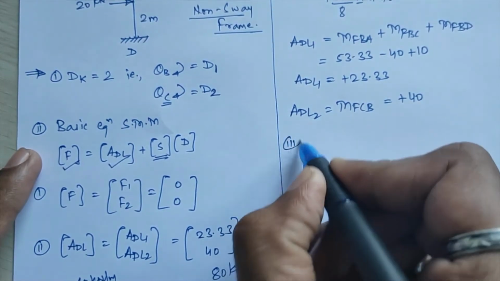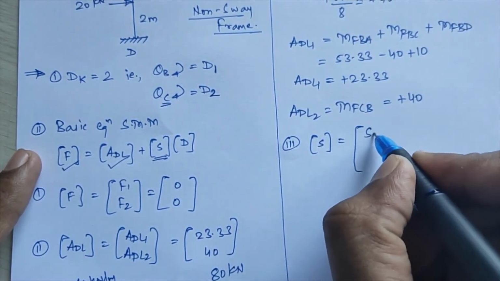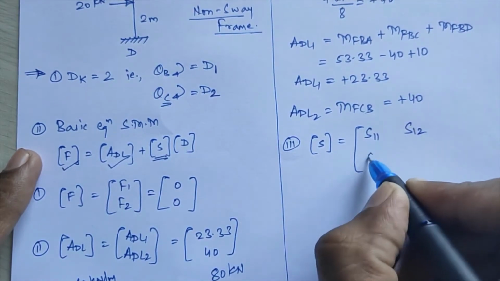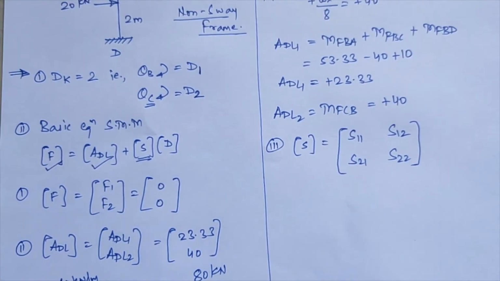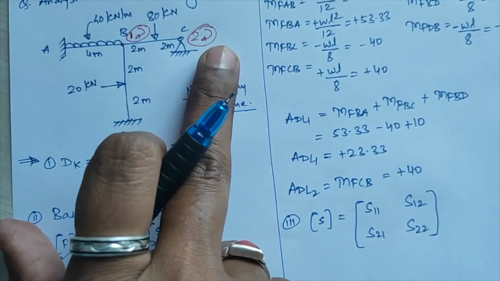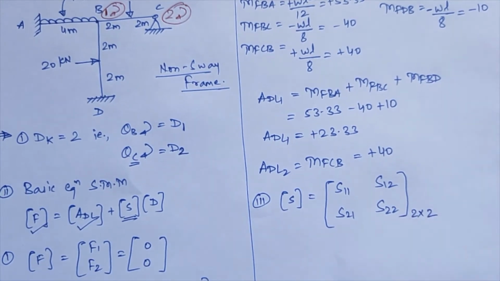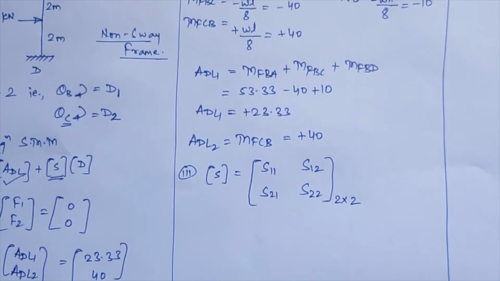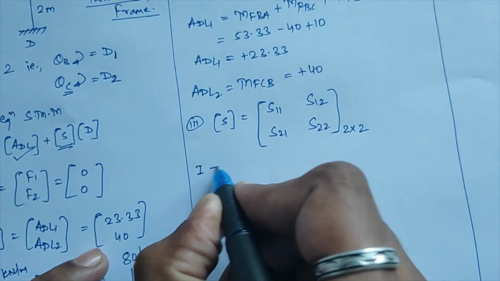So your third part will be the stiffness matrix, and that will be your S of 1 1, S 1 2, S 2 1 and S of 2 2 over here. Because you are having only 2 redundants in your numerical, this matrix will be in 2 by 2 format. If you are having 3 redundants, then your matrix will be of 3 by 3 format. Right? So we'll start with this in Roman 1.